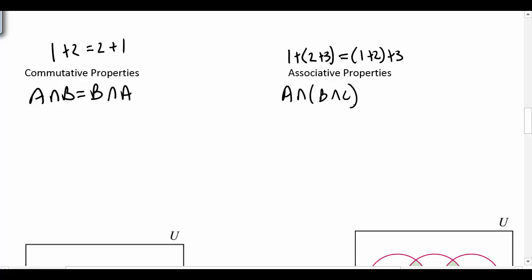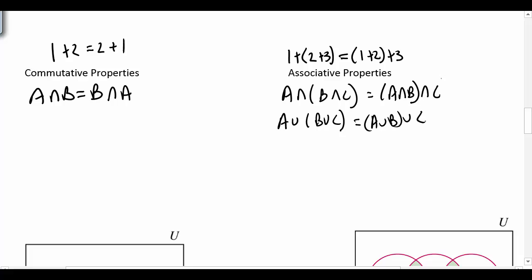So the elements in A that intersect with the elements of B and C is the same as the elements of A and B that intersect with C. Those have the same characteristics. The union also has the same characteristics. So the union of A with the union of B and C means I could also union A and B first, and then union C.